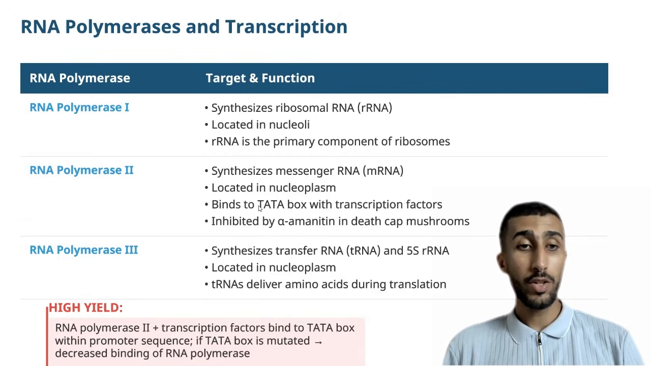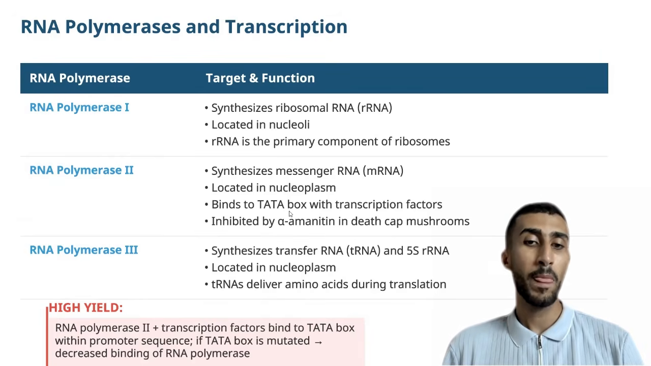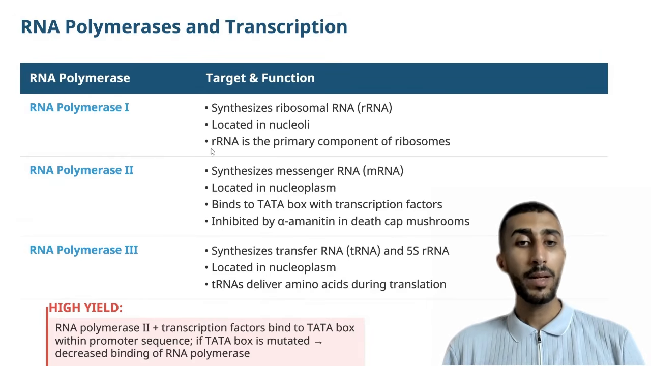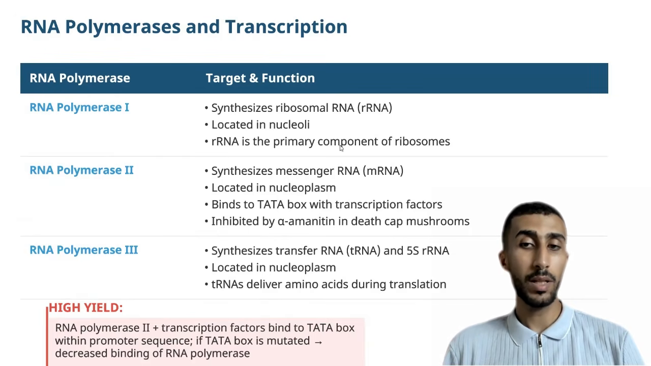As for the location, RNA polymerase 1 is located in the nucleoli. So the ribosomal RNA is synthesized in the nucleoli. This is the most central. So RNA polymerase 1, ribosomal RNA, is most central in the nucleoli, versus RNA polymerase 2, messenger RNA, and the transfer RNA, which are way out in the nucleoplasm. The rRNA is the primary component of the ribosome. So this is like the protein factory. The rRNA is the primary component of the ribosome.